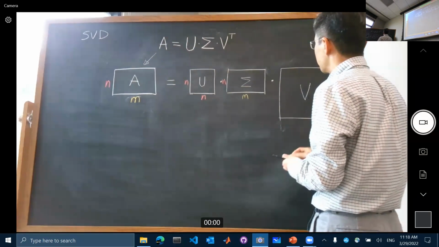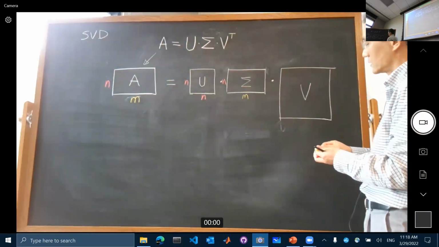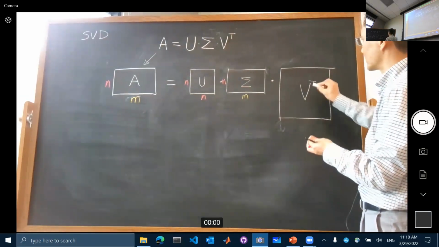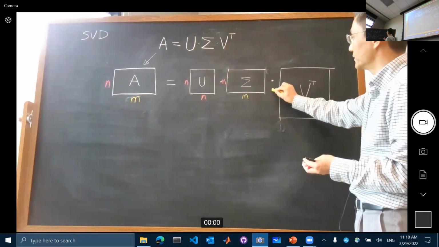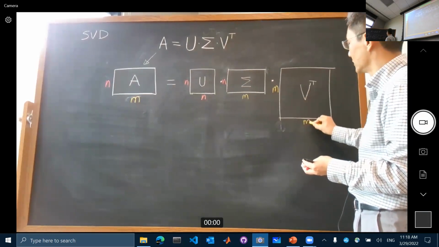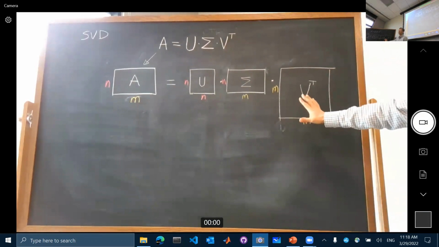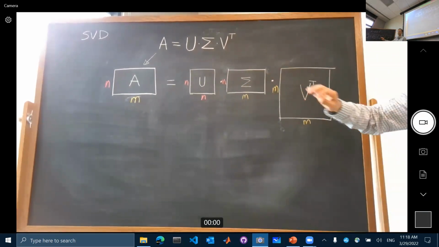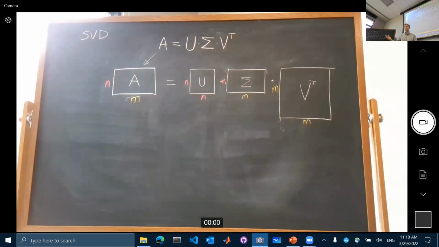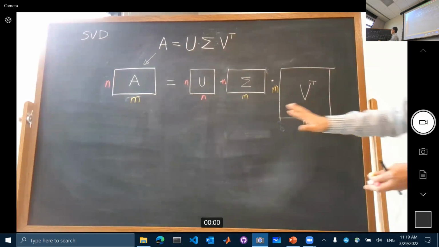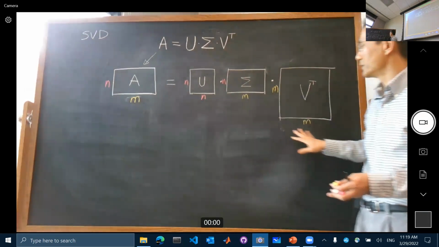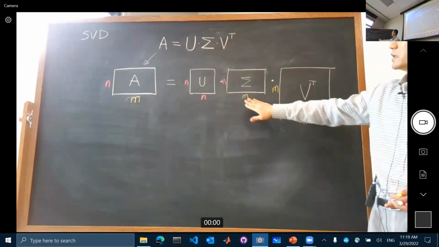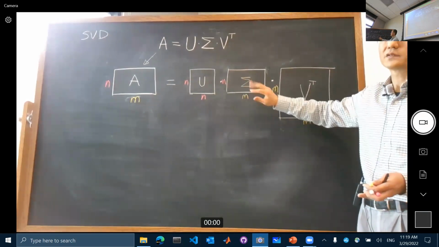You actually transpose it. It doesn't matter because it's m by n. This will work, right? So that's the full solution of SVD that will give you: a square matrix U, a square matrix V, and in the middle you connect the sigma.